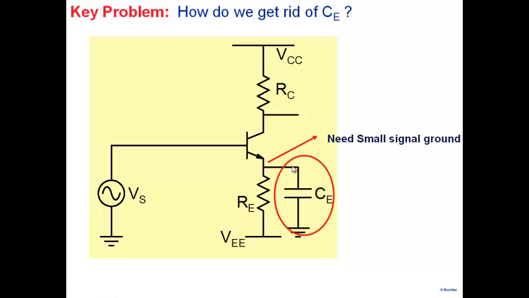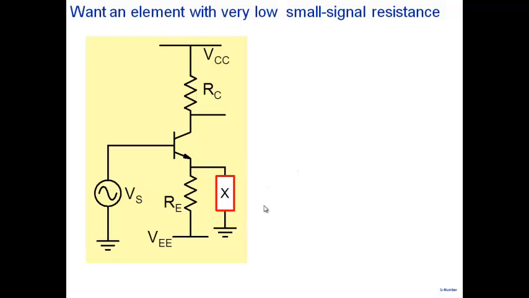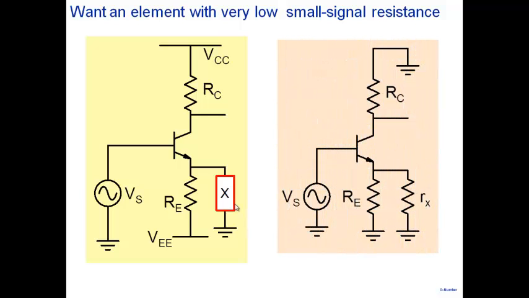All right, so let's replace it by an element X here. We don't know what it is. Take the capacitor out, put an element X here. Under small signal condition, what will X act like? Any two-terminal element X acts like what? Acts like a resistor. Right? So under small signal condition, this will be Rx.